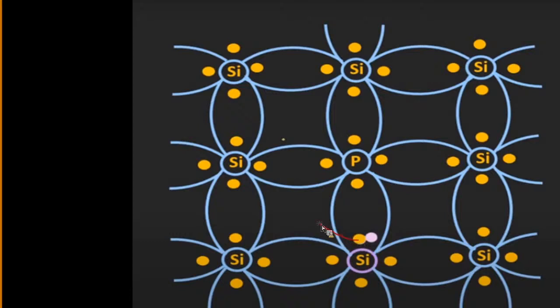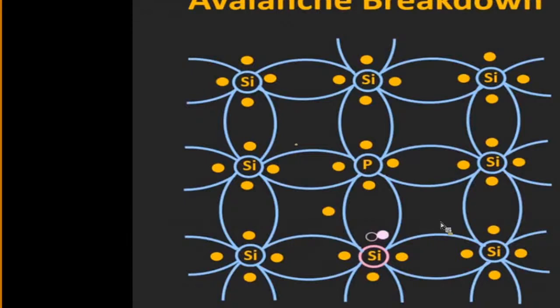So whenever it is colliding with this one, what is going to happen? Now this electron is going to be released here. It is becoming free. Now see here, whenever this electron collides with this covalent bond, the bond will break, and this electron comes out. It is becoming a free carrier. Now see where it is happening.